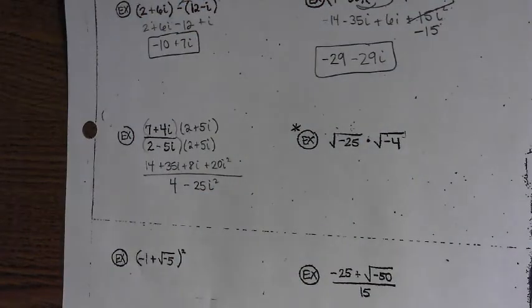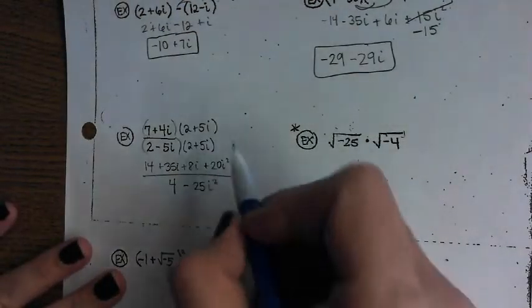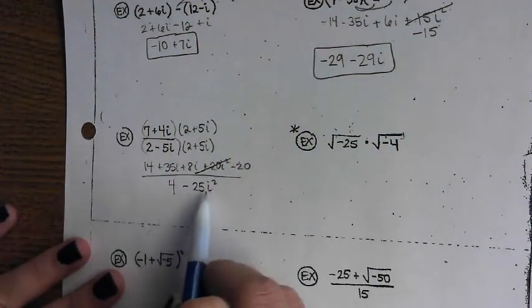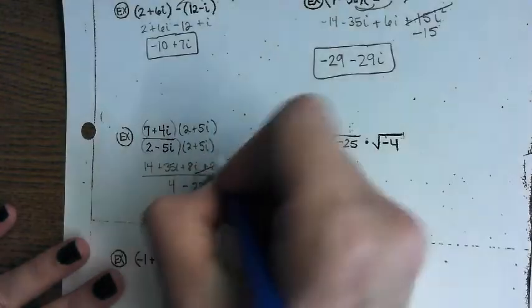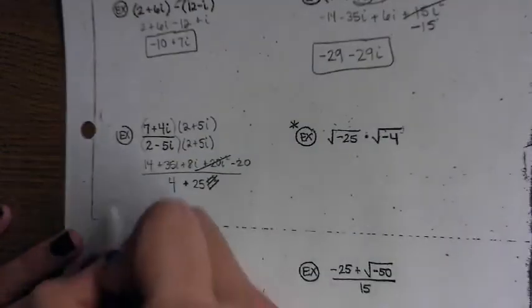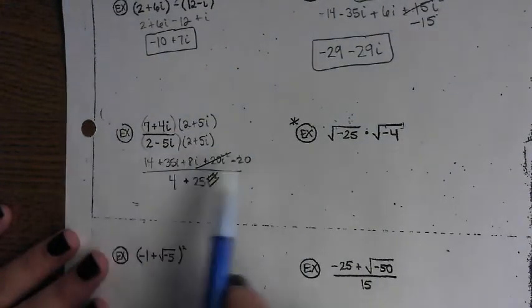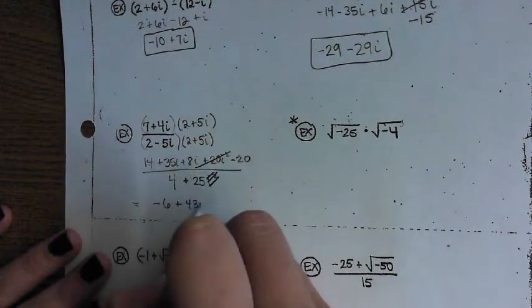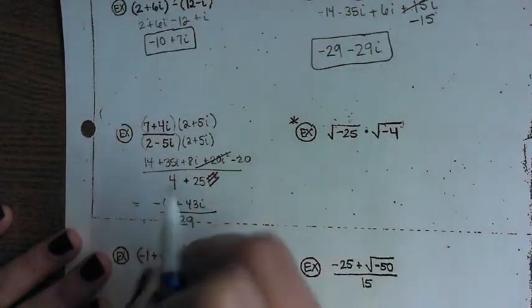So for those i squareds, that's going to turn the plus 20i squared into a minus 20. It's going to turn the -25i squared into a plus 25. So I'm just going to cross out that i squared and flip the sign. So in my numerator, 14 minus 20, -6, plus 43i all over 29.